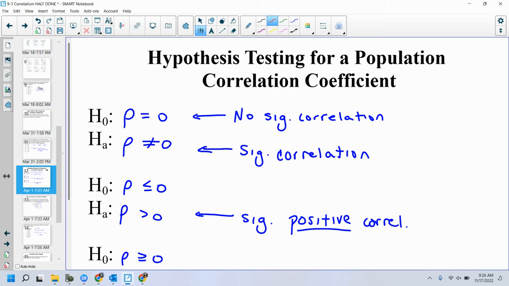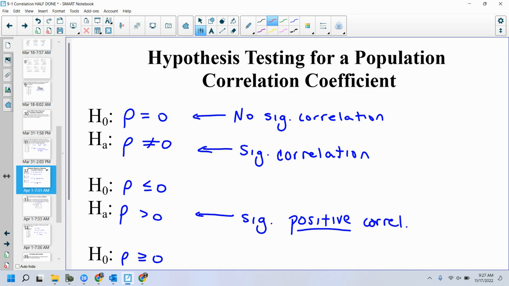All right, and we're back. So again, this is the rest of section 9.1, finally. We were talking about rho. If you say your null hypothesis is that rho is 0, you're saying that there is no correlation, right? A 0 for your R value is no correlation. So if you can reject that null, you can say that there is some type of correlation.